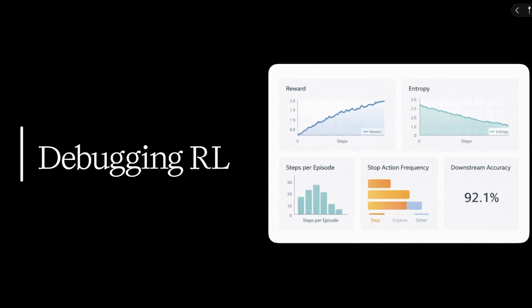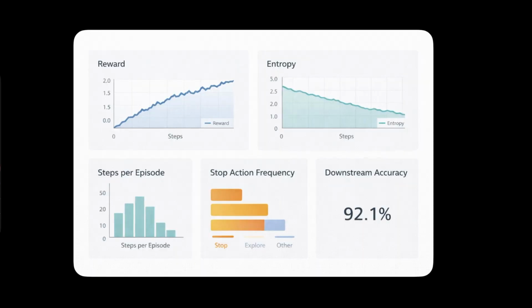So now let's talk about something that's rarely explained. How do you know if the system is actually working? Because RL systems can fail in very subtle ways. They don't just crash. They silently learn the wrong thing. So you need to monitor the right signals. It obviously depends on the problem you're trying to solve.